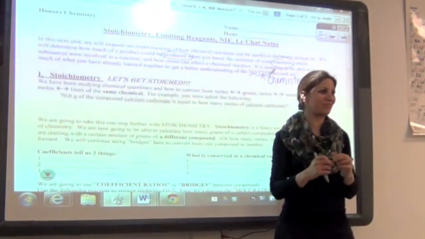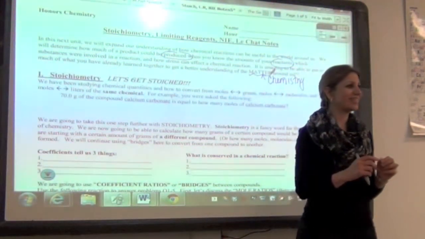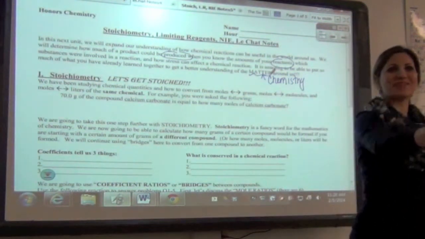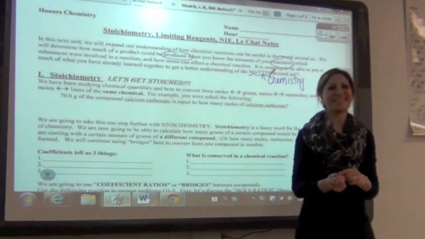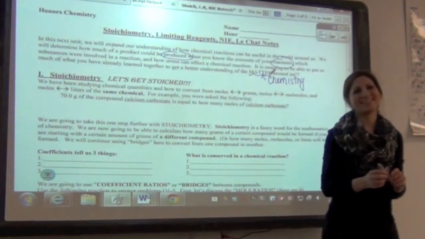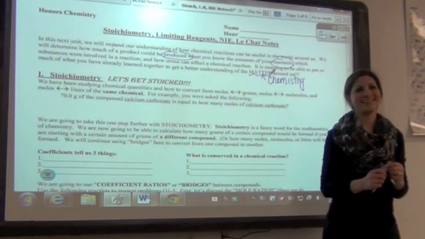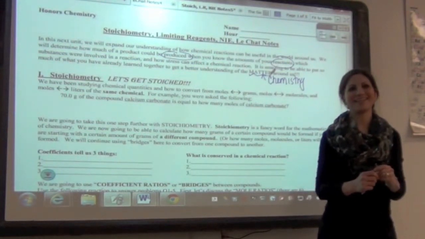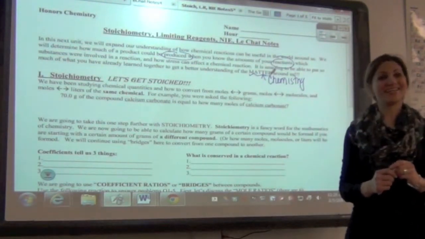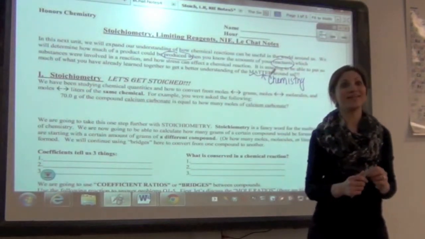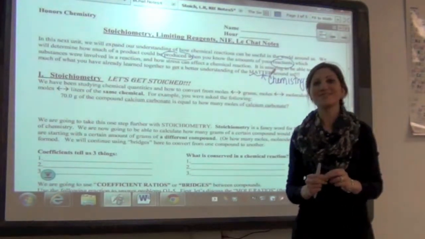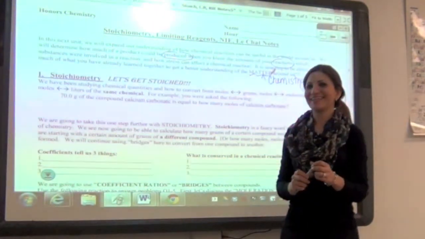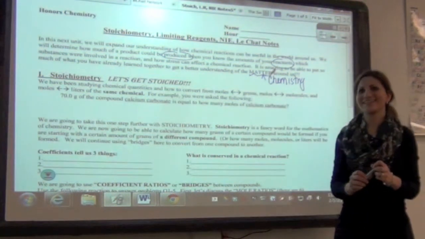What is stoichiometry, please? Figuring out the amount of a substance when you know the amount of the other. Nice. What is stoichiometry, please? Figuring out the... yes, when you already know the other. Nice, perfect. And let's do second person. Figuring out the amount of a substance when you already know it.